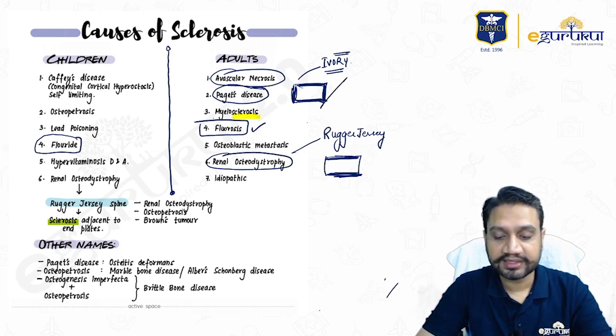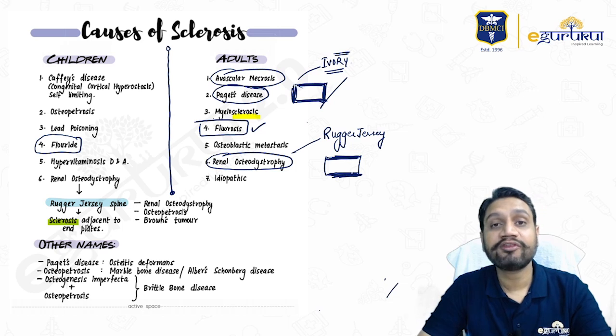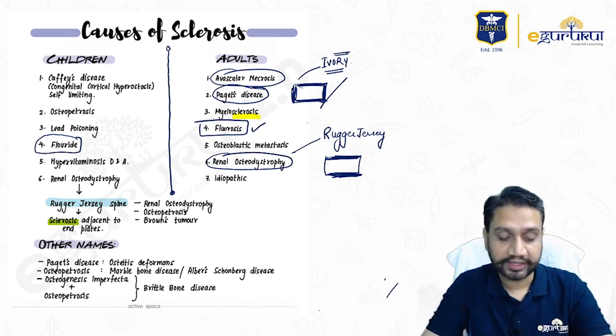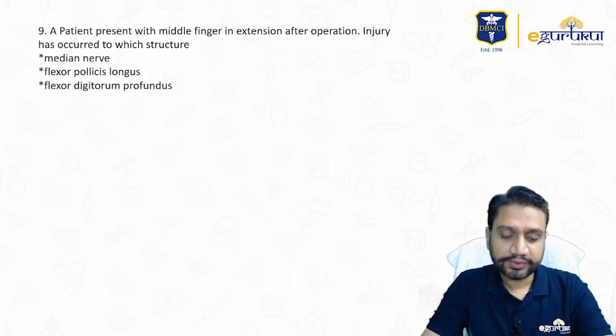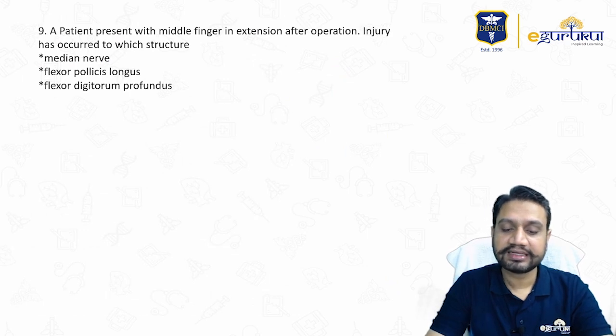So rugger jersey spine is sclerosis only at the upper end and lower end. Ivory vertebra will have all four margins sclerotic, right? So this was from the causes of sclerosis in vertebrae or in the skeletal system. Another condition we had: the patient presenting with the middle finger in extension after some operation.